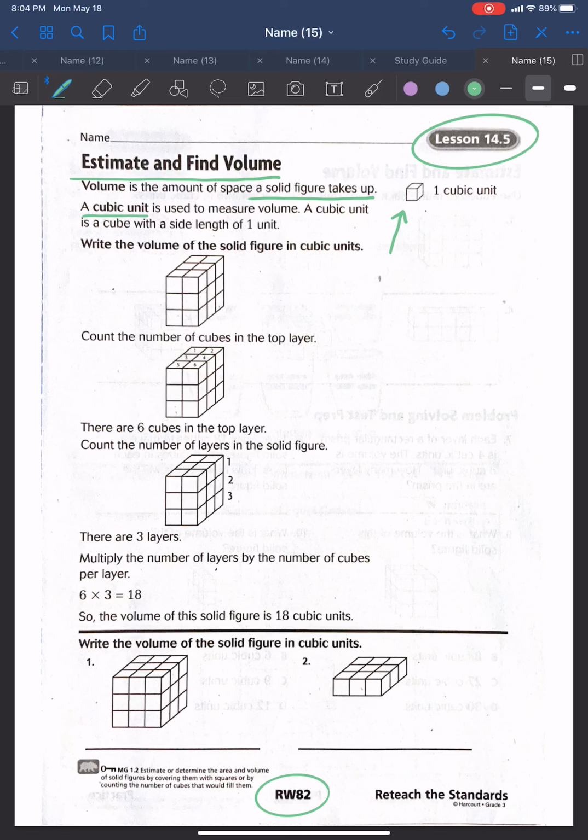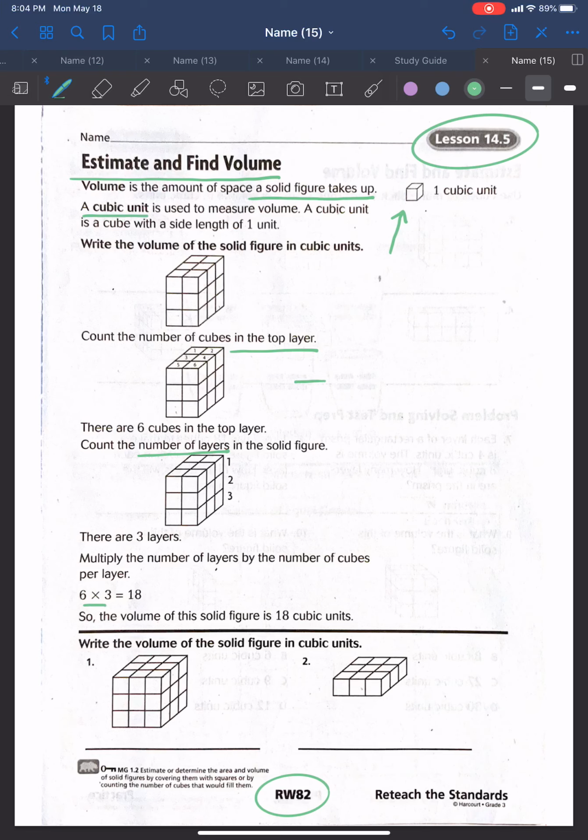All right. For today's lesson, we're going to write the volume of these solid figures. But instead of having it all spread out in a net for us to simply count, we are going to use a method that requires us to count the number of cubes on the top layer as well as the number of layers. And then we will use multiplication to solve this problem.